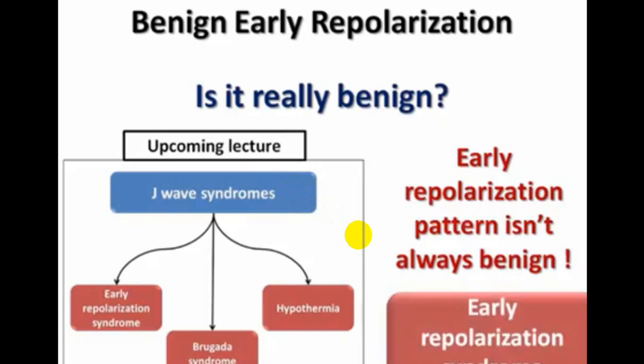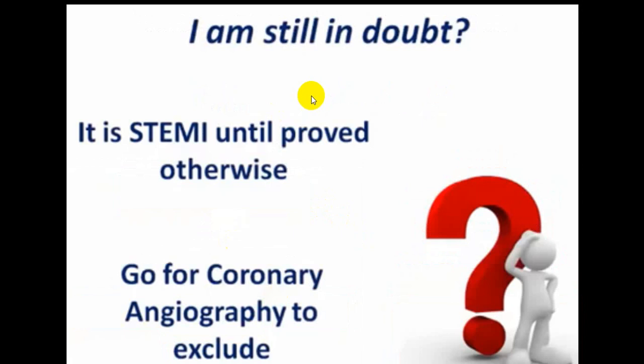So there is always a doubt whether it is STEMI or not. It is STEMI until proved otherwise. Always consider it that way. So in case of doubt, unless you are 100% sure that it is benign early repolarization, always go for coronary angiography to exclude STEMI.